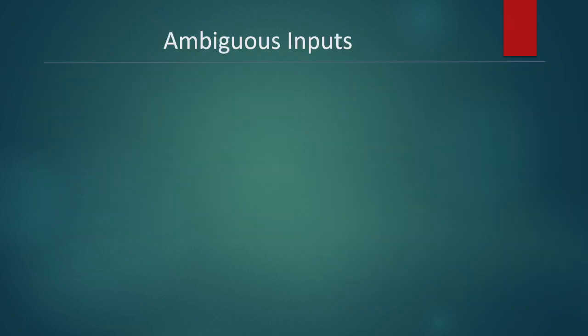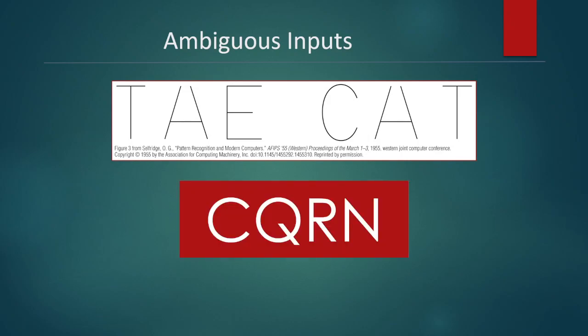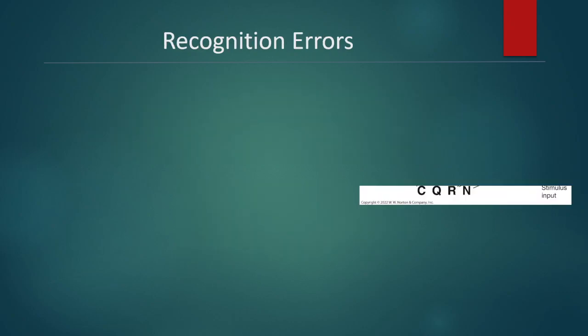So this kind of goes back to the handwriting example I gave you, and also when the forms are exactly the same. We call those ambiguous inputs. Here's a different version of an ambiguous input where the letter H and the letter A are written exactly the same, right? So we have this phrase that says the cat, but it also kind of looks like it says Thai cat, doesn't it? Or in this case, CQRN is not a word, but it kind of looks like a word, doesn't it? It's kind of close. Let's focus on that one, CQRN, as our stimulus input.